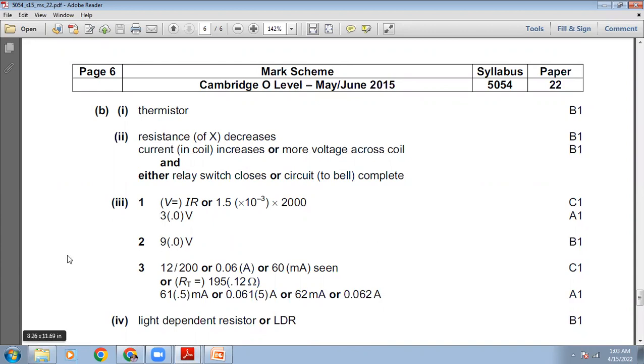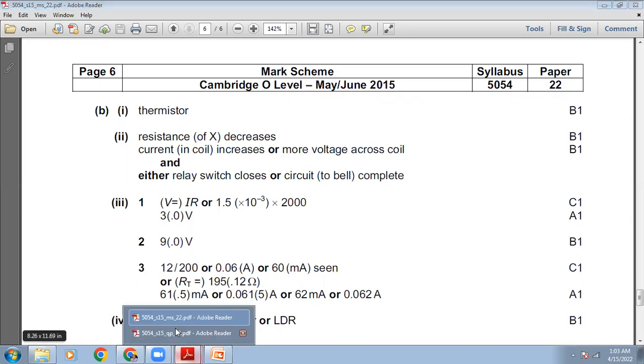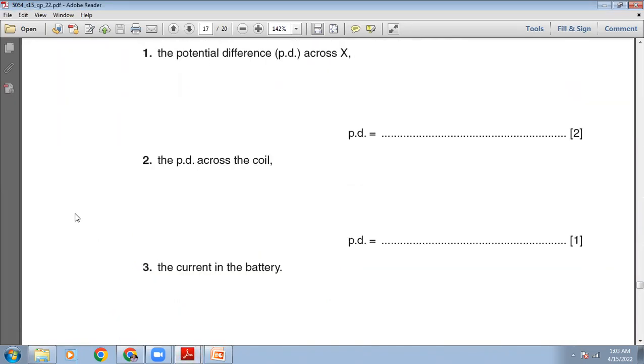Three volt and 9 volt is our answer. So this answer is right. So you can have a look at these answers. So let's go to the next part.